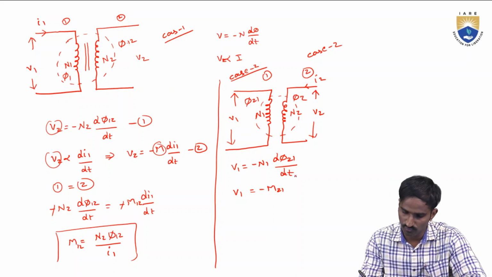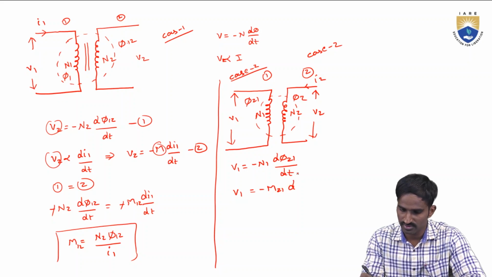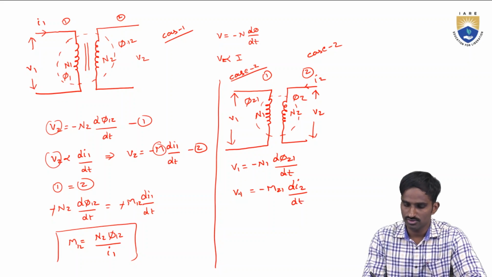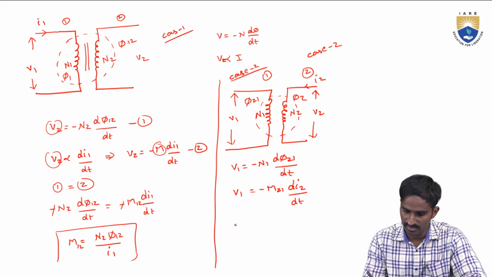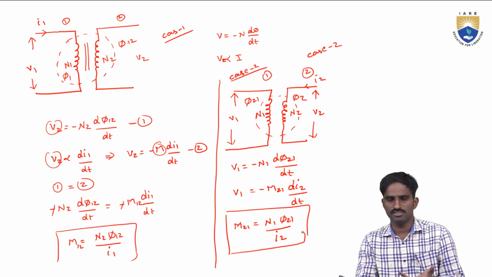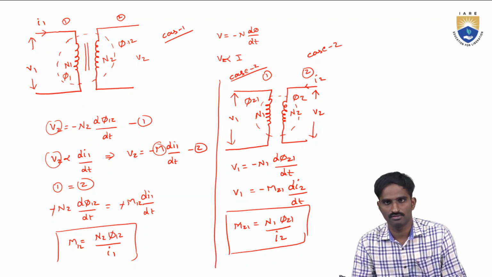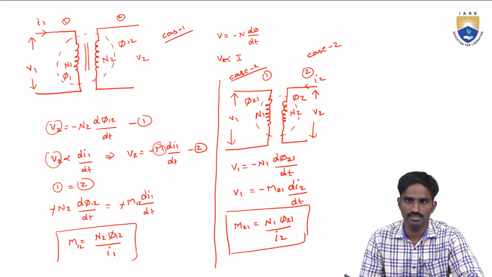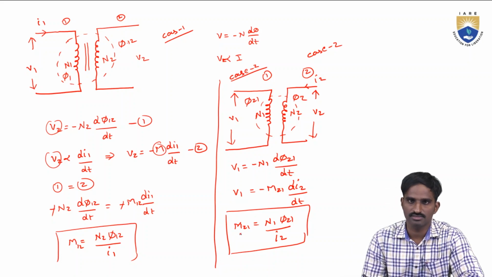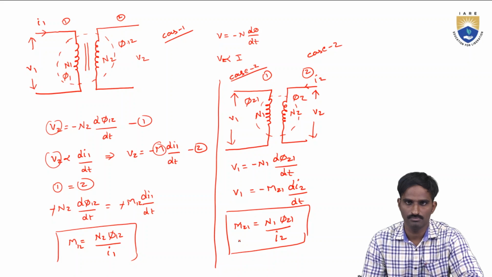So that's why M21 is equal to, because of the current flowing through the secondary coil, di2 by dt. Again, just equate these two, then you will get M21 equal to N1 into phi 21 by I2. Of course, in both cases, M12 may or may not be equal to M21. So this is how we can find the mutual inductance, which is M.